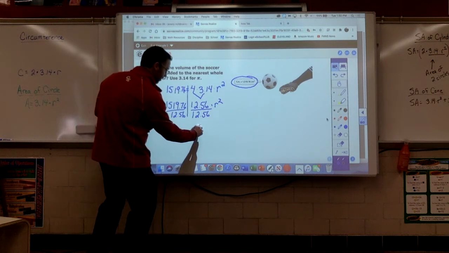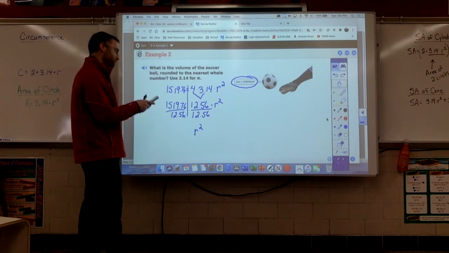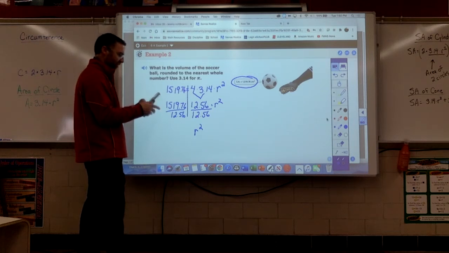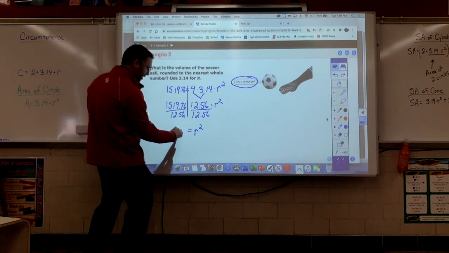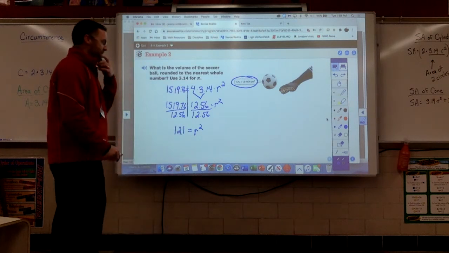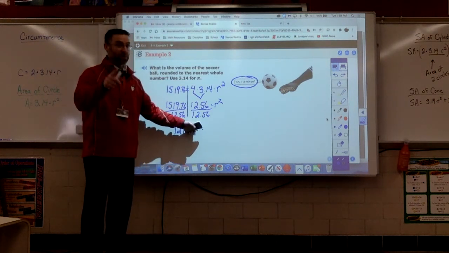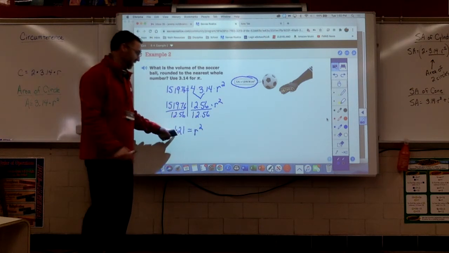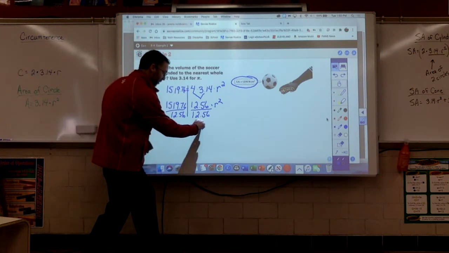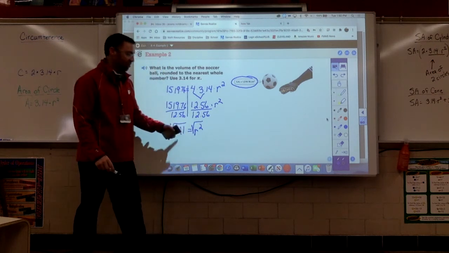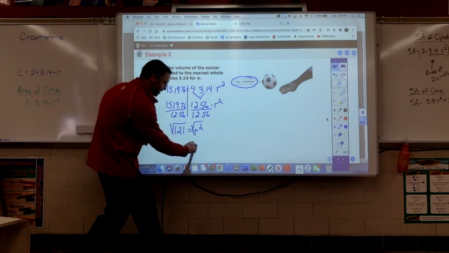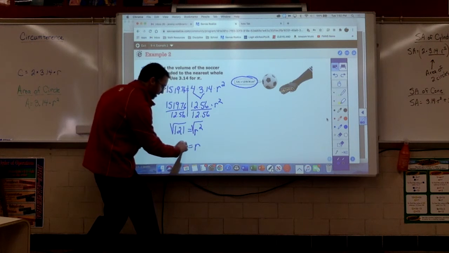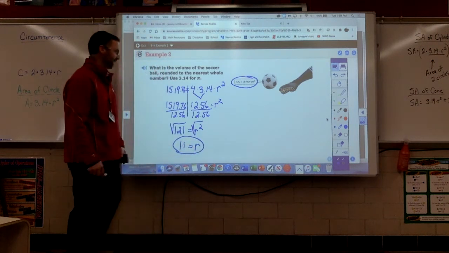That leaves us with 1519.76 divided by 12.56. This comes out to equal 121. Ooh, that's a good number. We've worked with squared equations, and I like squared equations that have perfect squares. We're starting to learn our perfect squares. So, to solve a squared equation, we find the square root, which tells me your radius is equal to 11.